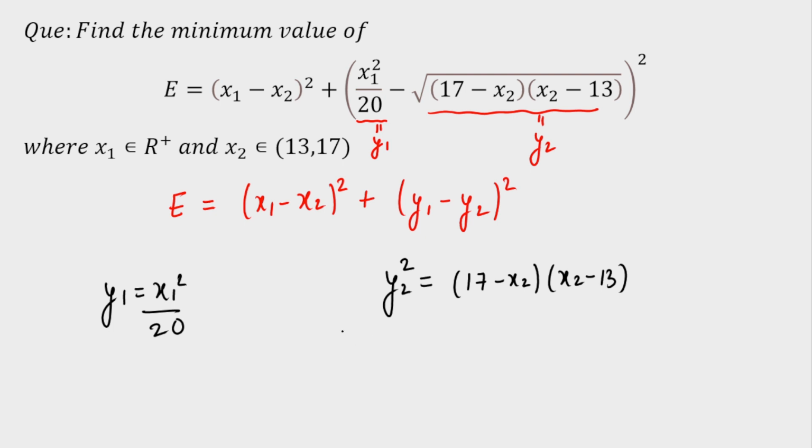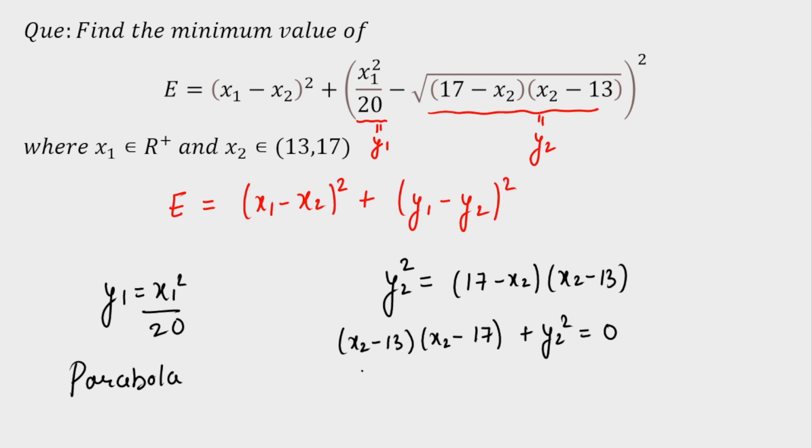Now I'm going to rewrite this: on the other side it will become (x2 minus 13) and then (x2 minus 17), plus y2 square, and the negative I've consumed here to make this x2 minus 17. Now the first one I can see is a parabola, and the second one is the diametrical form of a circle. This is a parabola passing through origin, and this is the equation of a circle written in diametrical form.